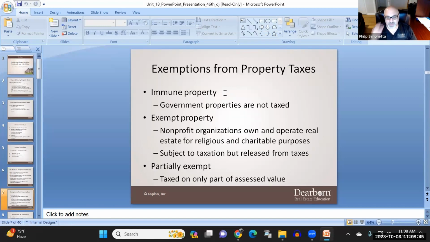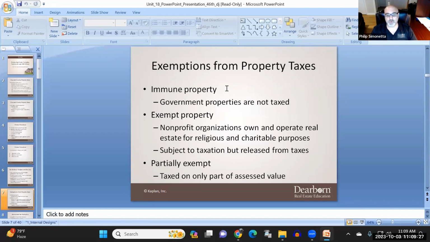Let's talk about exemptions from property tax. There are immune properties, exempt properties, and partially exempt properties. An immune property would be government property. They're not taxed at all. They don't even get a bill. Exempt properties would be nonprofit organizations that own and operate real estate for religious and charitable purposes. They're subject to taxation, but they're released from the taxes. They get billed and then it's released. Then there are partially exempt properties that are taxed only on a part of the assessed value.